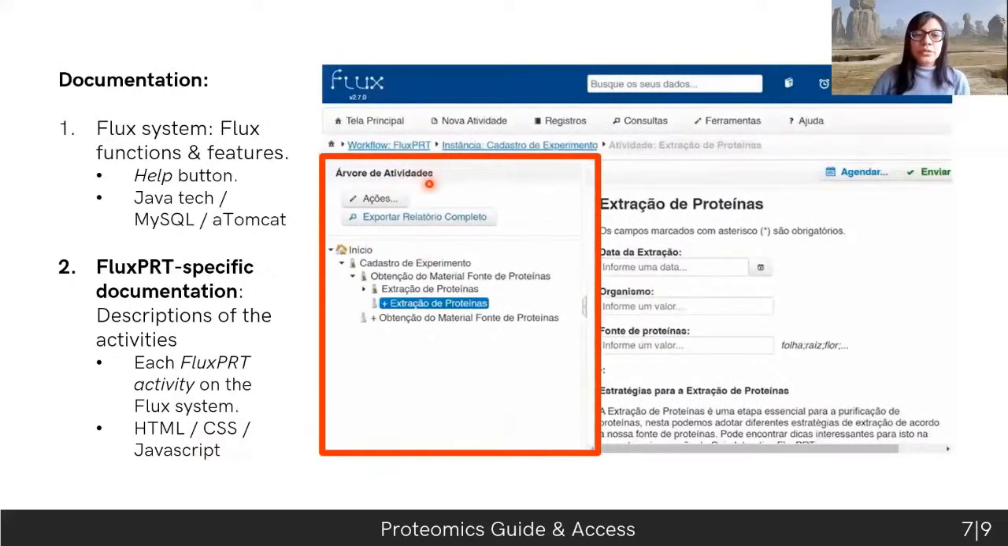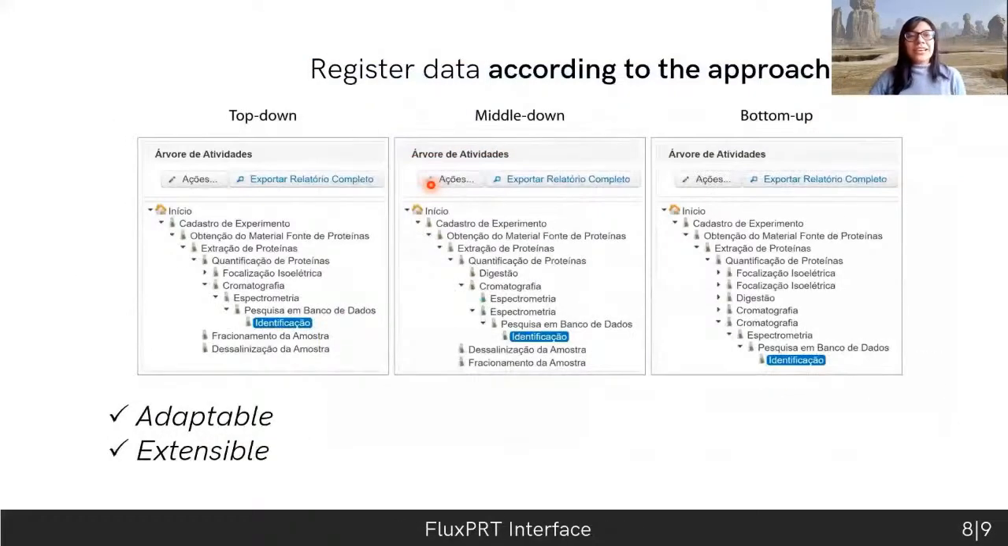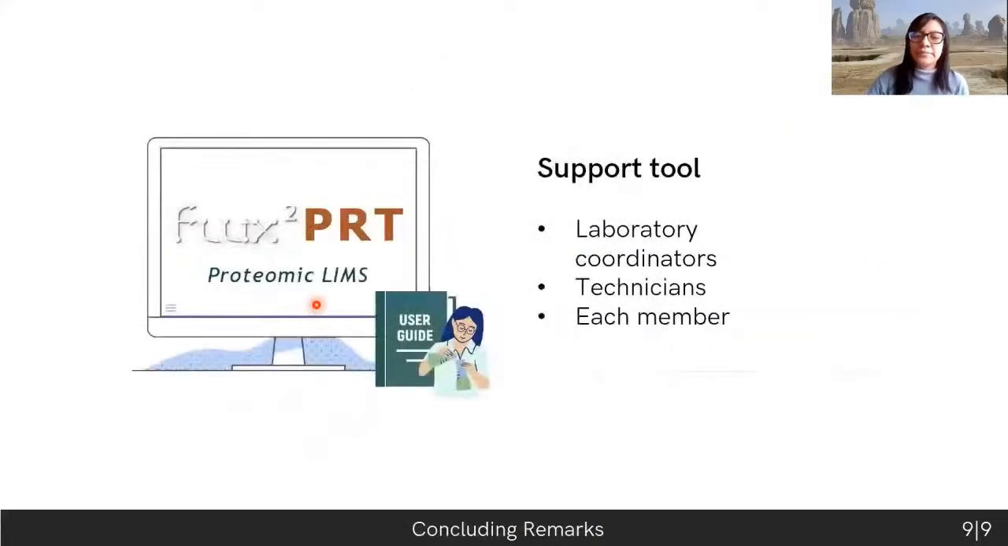Pay attention here to the activity tree, because users can register the data according to the approach they use. For example, we have here three examples of flows according to the approach that we apply: top down, middle down, and bottom up. So our system is very adaptable to these approaches, and it's extensible because you can run one experiment for the same activity twice or more times.